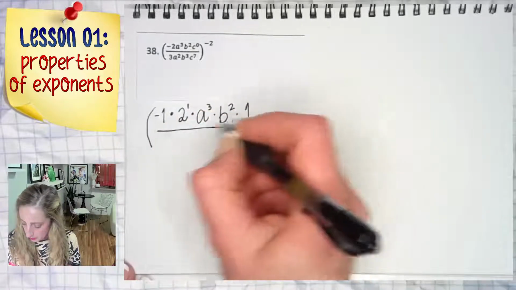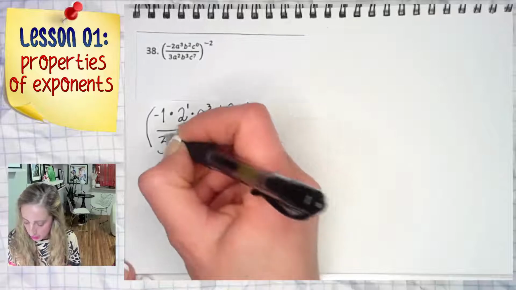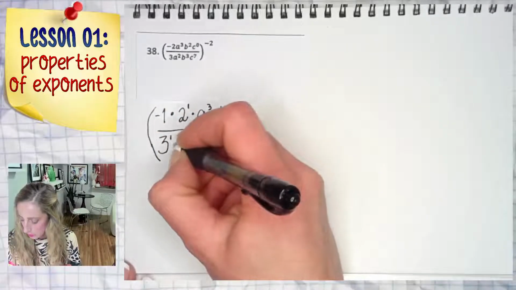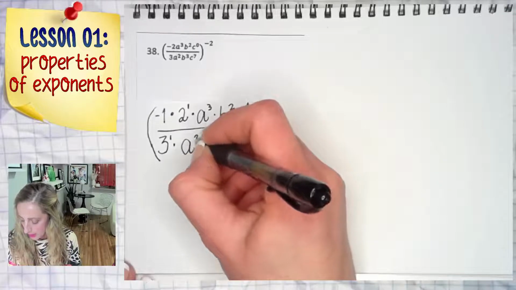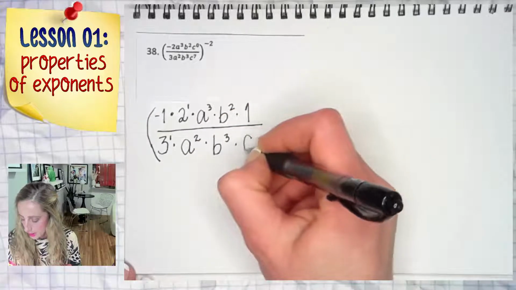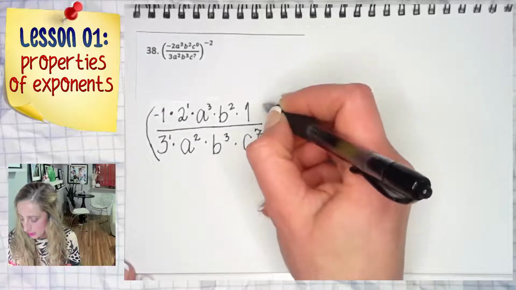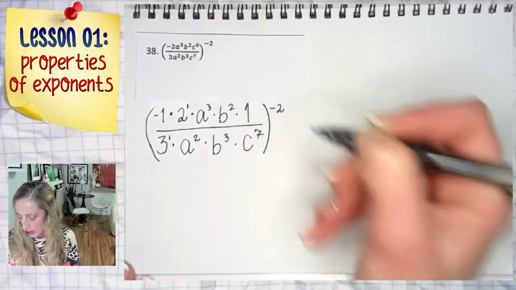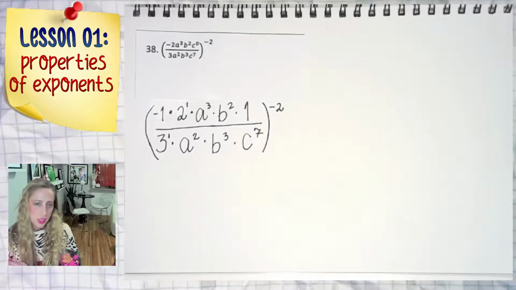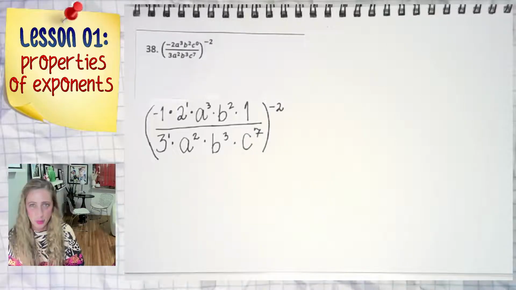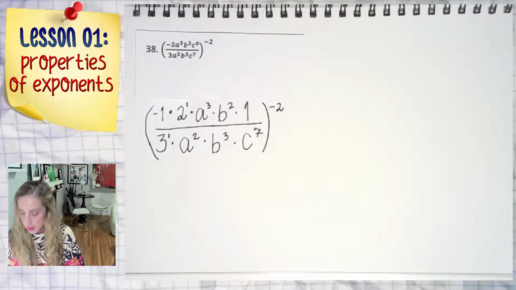Over, I'm rewriting it just to point out a few details, 3, or 3 to the 1st, times a to the 2nd, b to the 3rd, and c to the 7, all being raised to the -2nd power. Can we start handing out this -2nd power to everybody on the inside? Sure, but.